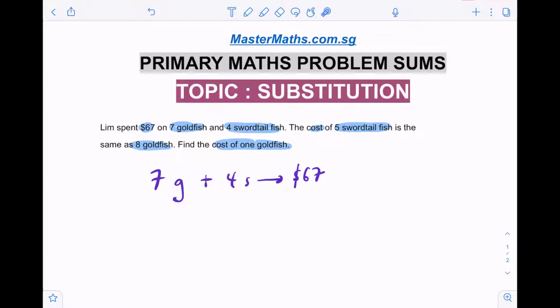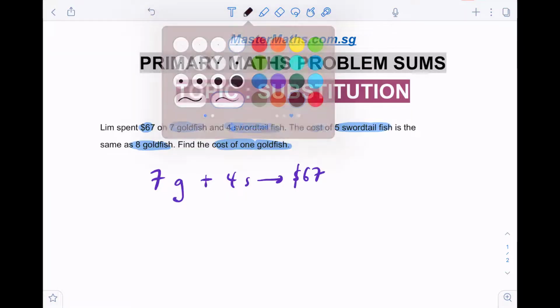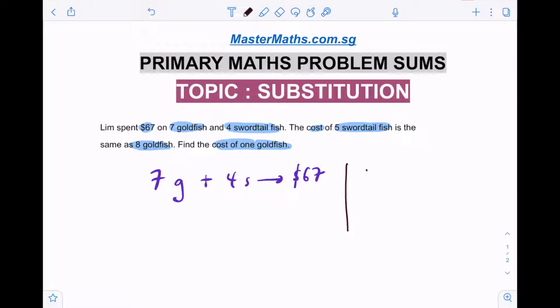So what I need to do is to find the lowest common multiple of 5 and 4. So let me write it down at the side for you. 5 swordtail is the same as 8 goldfish. So these two numbers, you must make it the same so that you can replace it with the goldfish. So how do you do that? 5 and 4, a common multiple is 20.